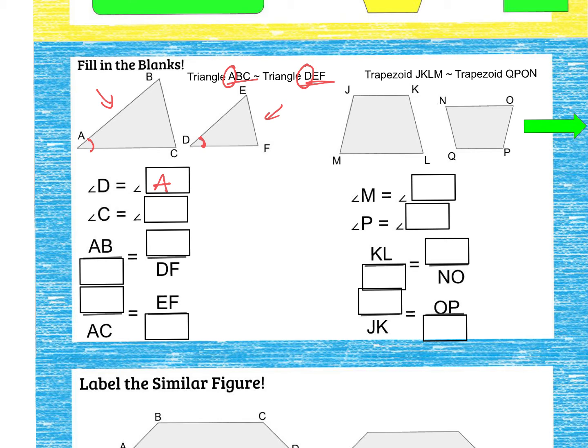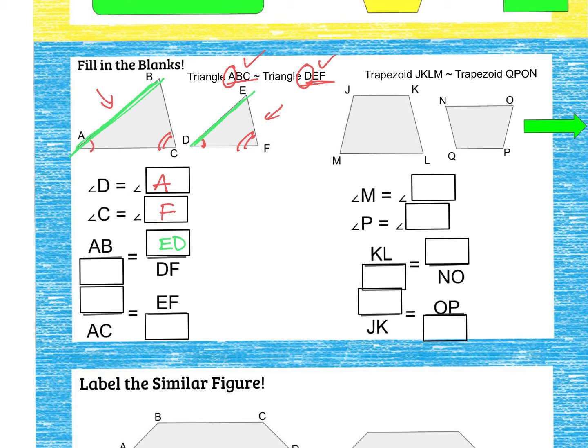And then we have angle C, which is right here. C will go with F. And we can see it's right here. C is the third one, and F is also the third one of the second triangle. Next, we're gonna fill in the side corresponding with AB. Gonna have to change to a different color. AB is right here. So AB will go with ED.